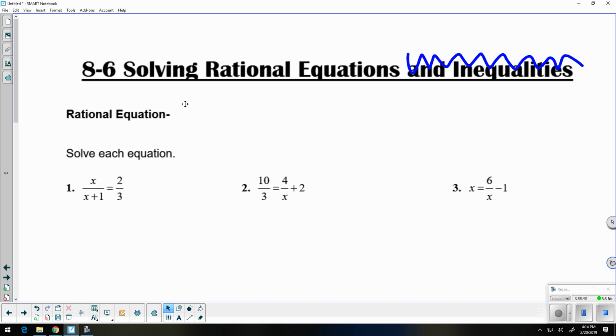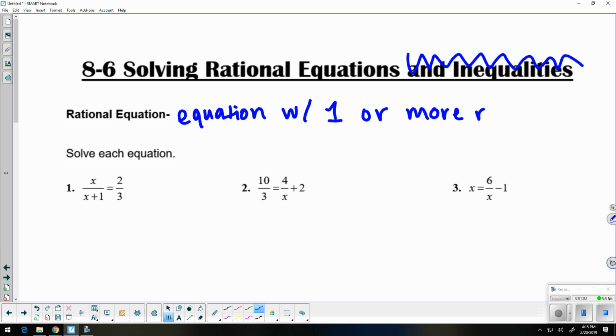Get my marker going. Okay, so once again, let me go ahead and define this. It's an equation with one or more rational expressions. And keep in mind that when you're solving an equation, you're trying to figure out what the variable is. You're trying to solve it for x or solve it for whatever the variable may be in the equation.